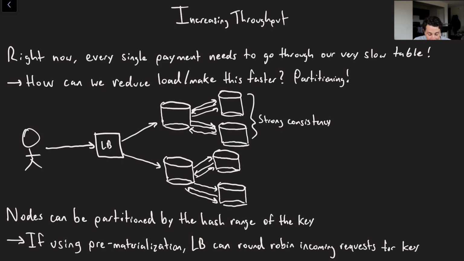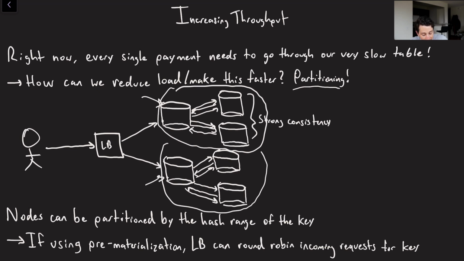So what would actually be better is if we could somehow increase both the write and read throughput of our system. And the way that we might be able to do this is by using partitioning, right? So instead of just having one payment table like this guy, we can have a second one, and then each of them is effectively running their own Raft algorithm to make sure that all of their writes are strongly consistent.